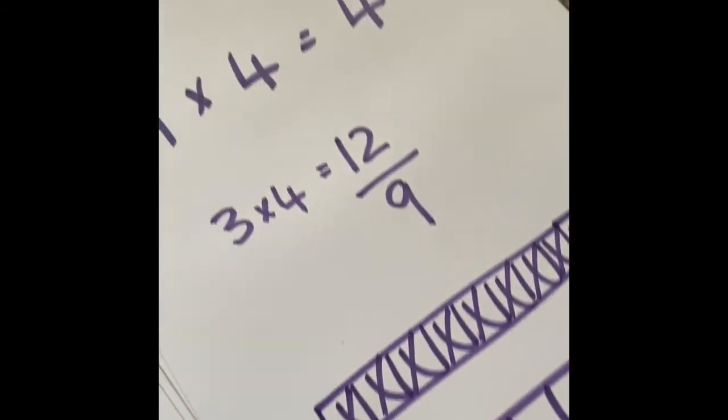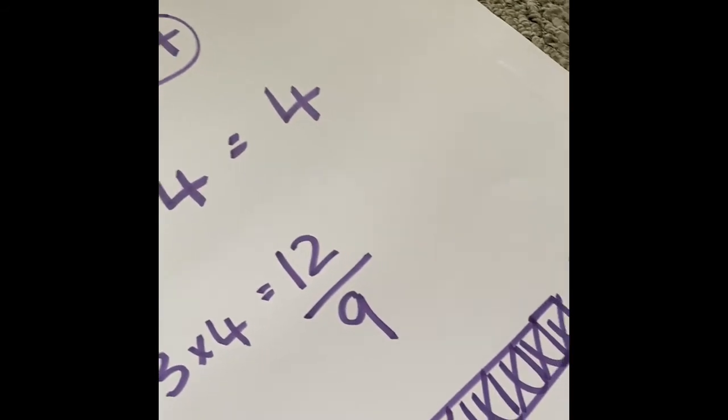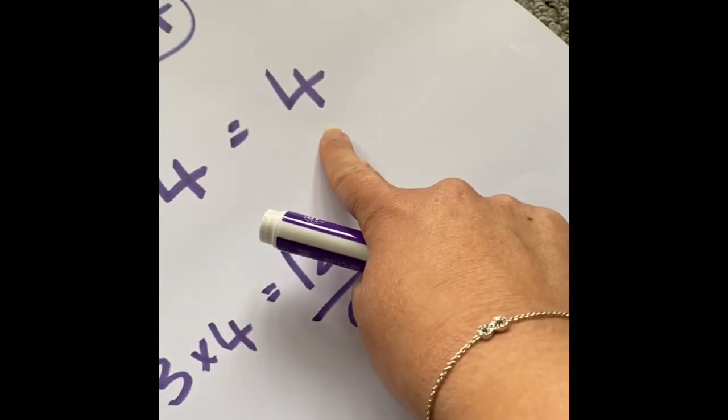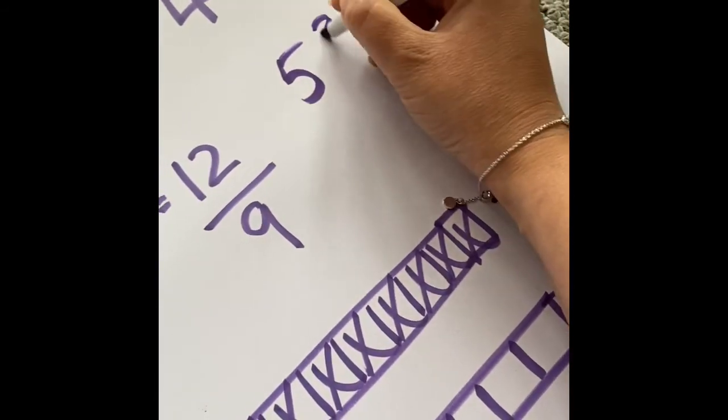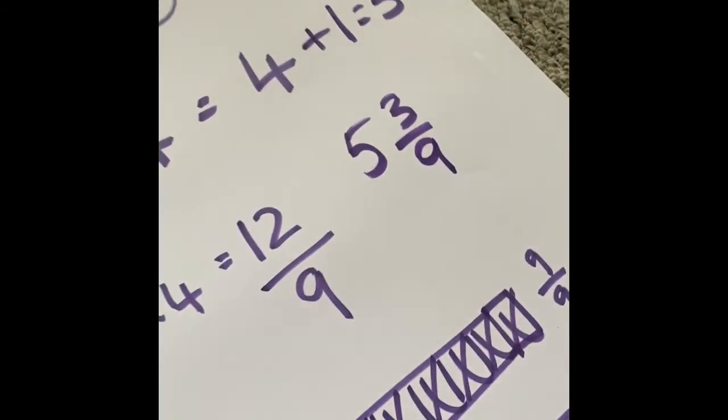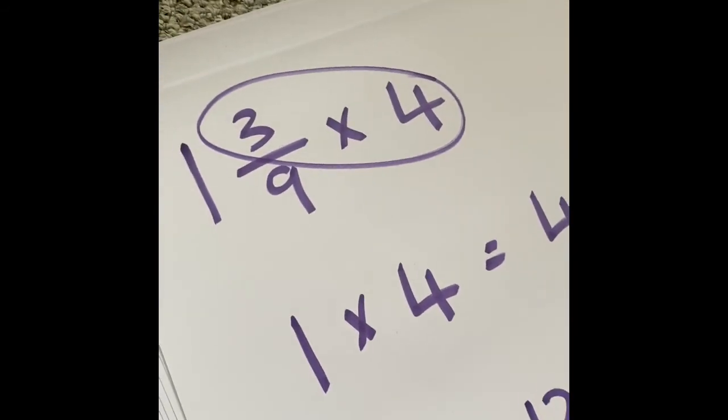So I've got 1 3/9. My answer is, I've got the 1 that I need to add here, so I've got 5 3/9. So my answer to 1 3/9 multiplied by 4 is 5 3/9.